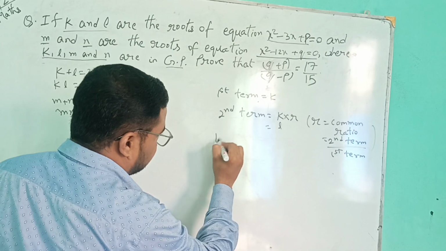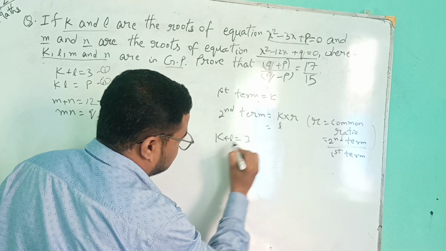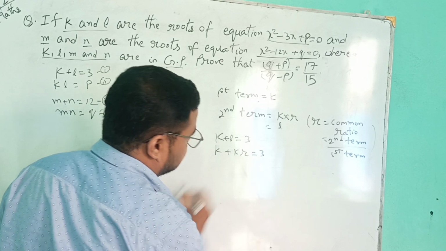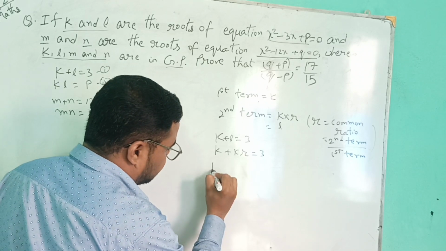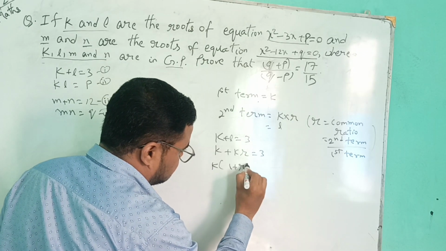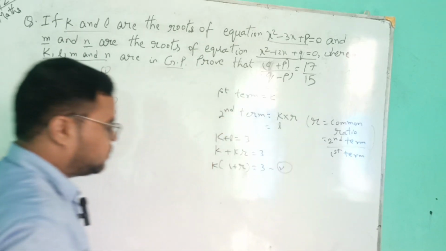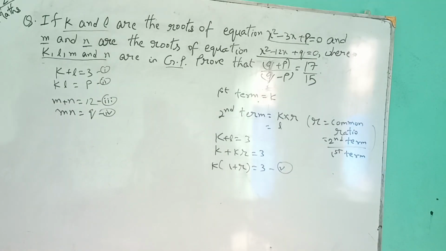Now we will find these two. k plus l is what? k plus l equal to 3. So k plus k into r equal to 3. Now we will take k common: k into (1 plus r) equal to 3. This is equation number 5. We got k into (1 plus r) equal to 3.